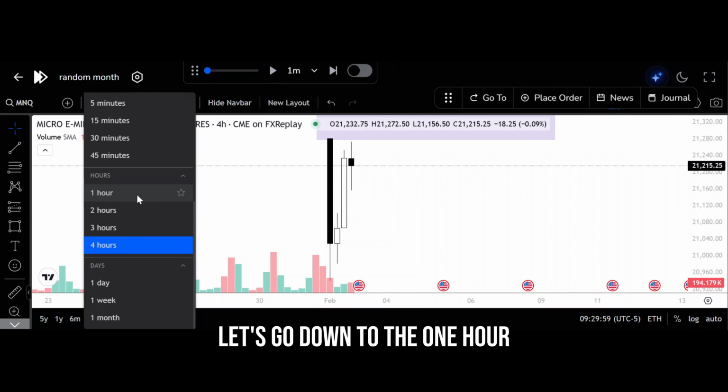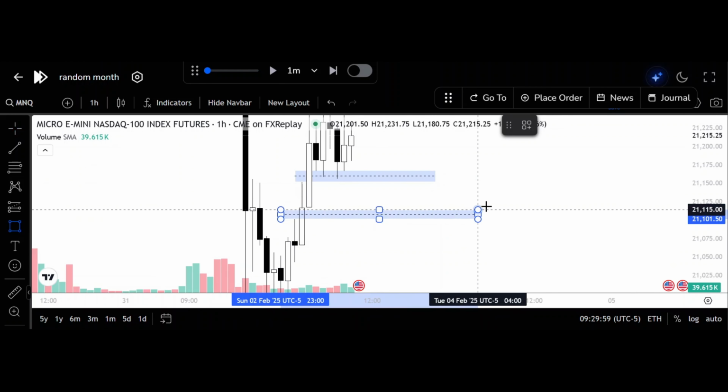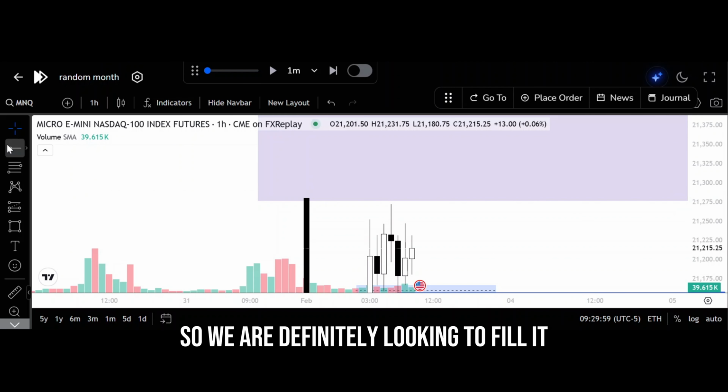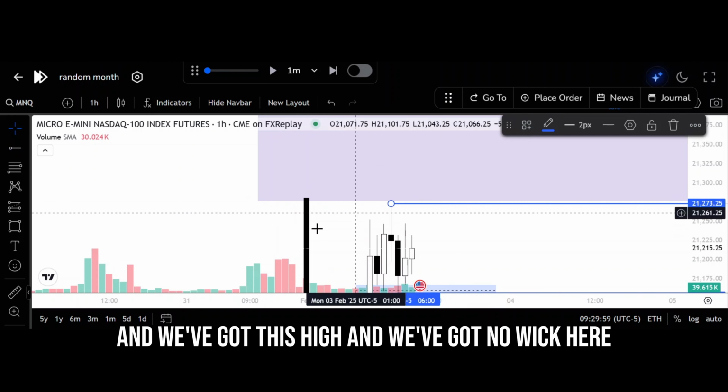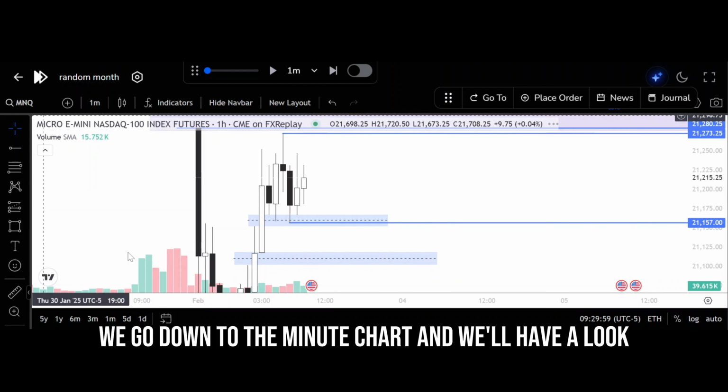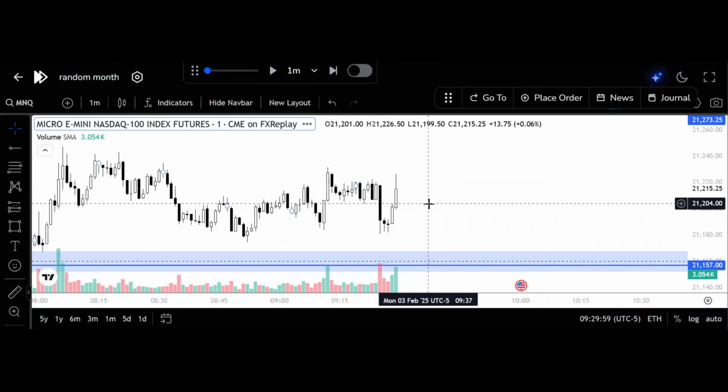Let's go down to the 1 hour, and we've got another hourly here. We've got this low inside of the hourly. This candle has no wick, so we are definitely looking to fill it, and we've got this high, and we've got no wick here, so I'm going to mark that out. We go down to the 1-minute chart, and we'll have a look.